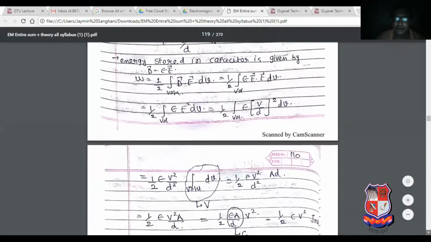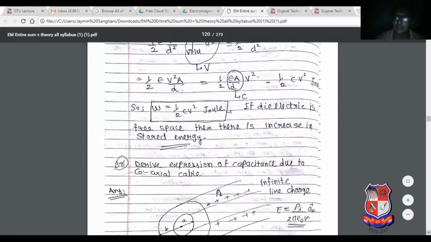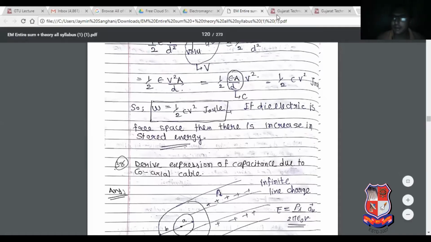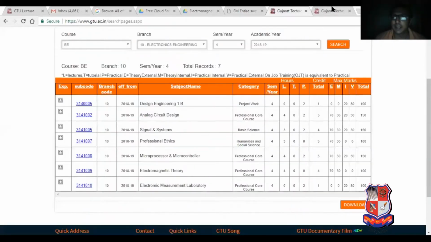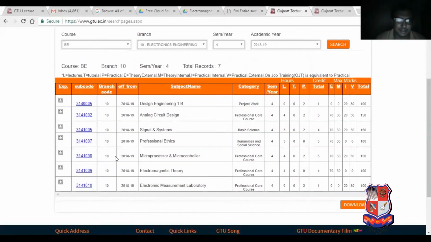Now the volume integral of dV, so epsilon V square by D square. And what is the volume integral? A into D. So 1/2 CV square, which is the final answer. 1/2 CV square is the final answer that can be used to store the energy related to the capacitor inside it. So according to your syllabus, I have discussed the syllabus with you.